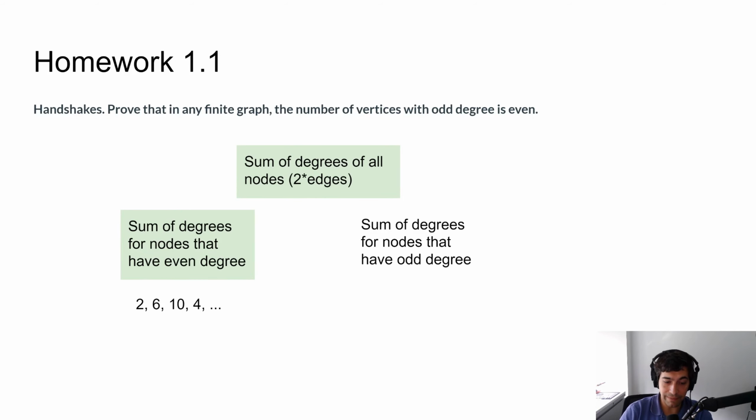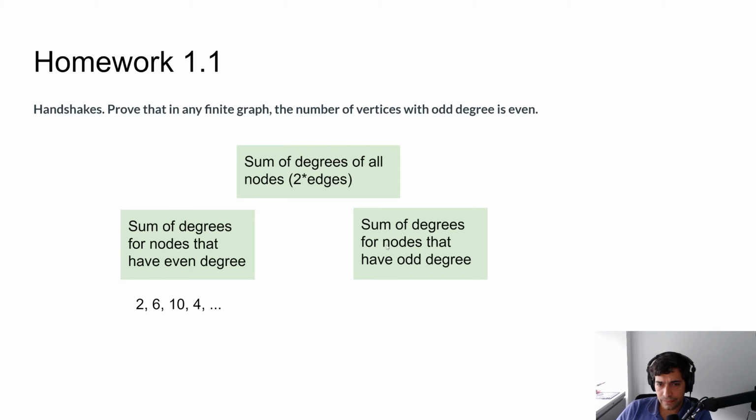No matter how many nodes I'm adding up, I'm always adding up more even numbers. So I'm adding up more and more even degrees, and no matter how many even numbers we add, we're always going to end up with another even number. And thus we know that the sum of the degrees for nodes that have even degree must itself be an even number. Now, from the fact that this is an even number, we know that the number on the right must also be an even number. So the sum of degrees for nodes that have odd degree must also be even, because we have to combine two even numbers to get this even number up here.